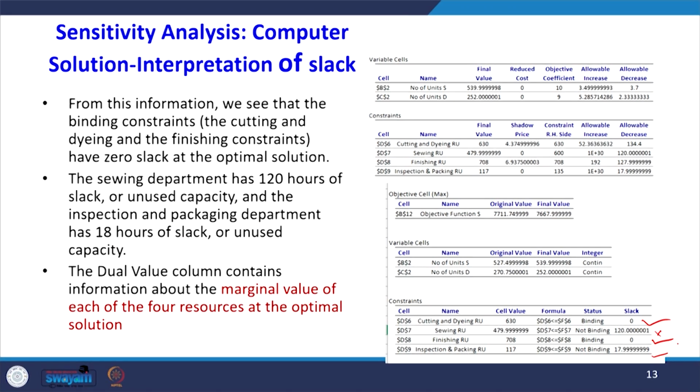This is 17.99, 18. So, the dual value column contains information about the marginal value of each of the 4 resources at the optimal solution. The dual value here is the shadow price. If the resource is increased by 1 unit, the corresponding increase in the objective function is called the marginal value of each of the resources at the optimal solution.